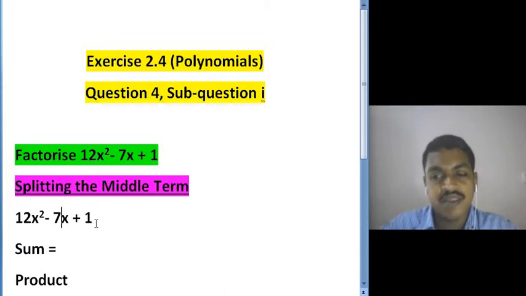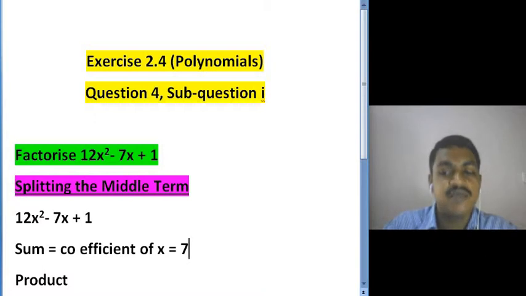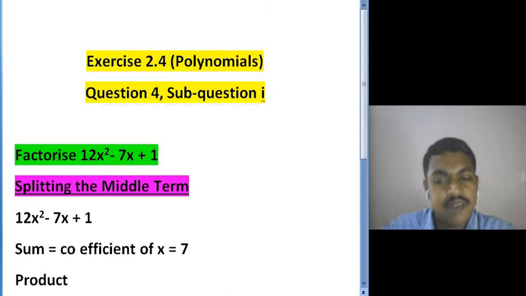So if you look at the sum, that is minus 7x. We will only take the number part, that is the coefficient of x. So sum is actually the coefficient of x. What is the coefficient of x? That is 7, actually minus 7. That's the first term you have to understand in splitting the middle term, but we may not use the minus sign right now. The next thing you have to understand is the term called the product.